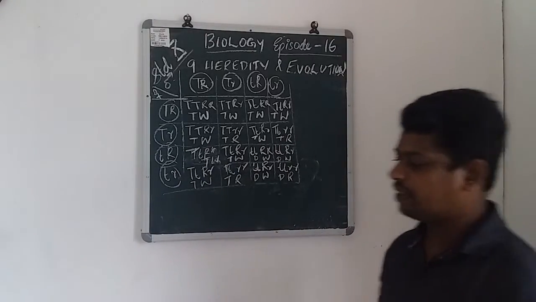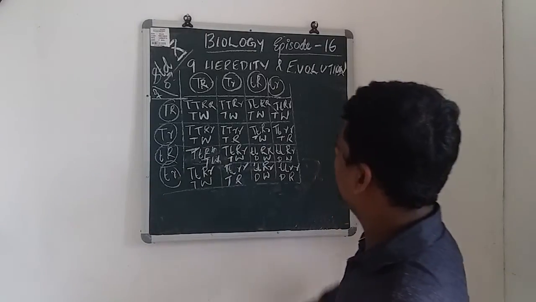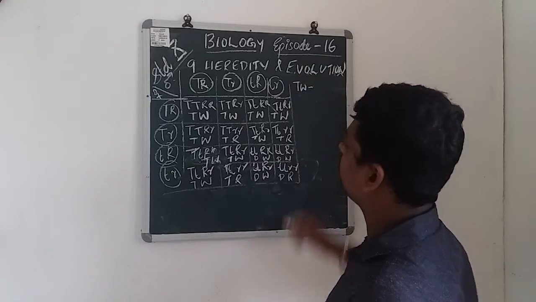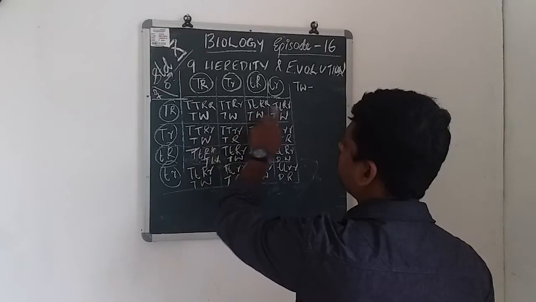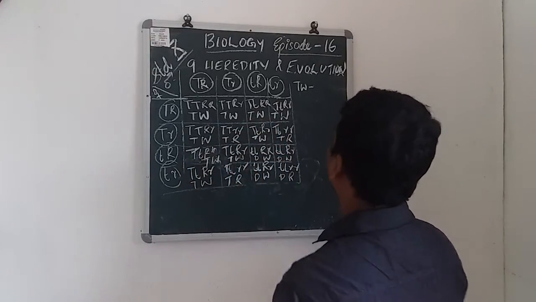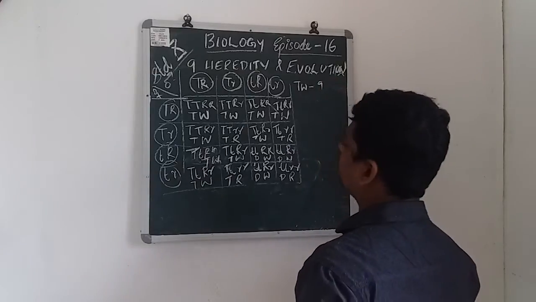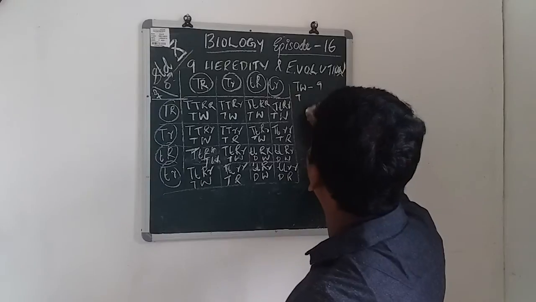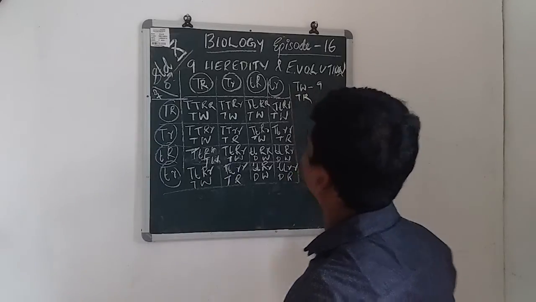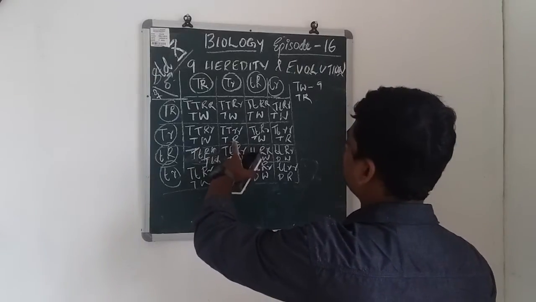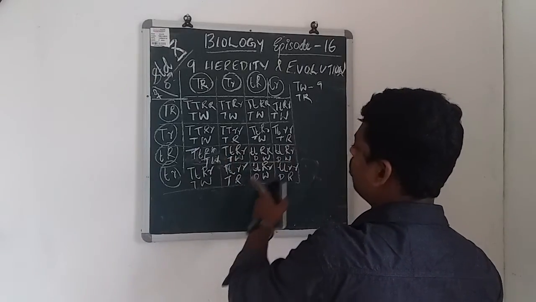Look at this, the numbers. How many numbers? TW, tall plant with white flower. How many? 1, 2, 3, 4, 5, 6, 7, 8, and 9. And next is the capital T, capital R, tall and round. How many then? 1, 2, and 3.